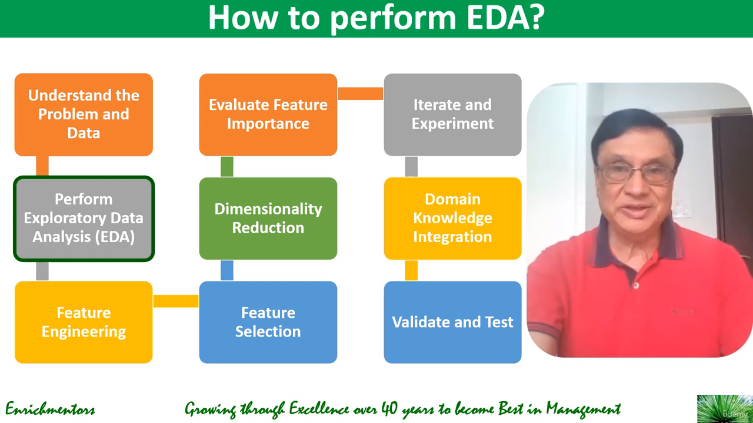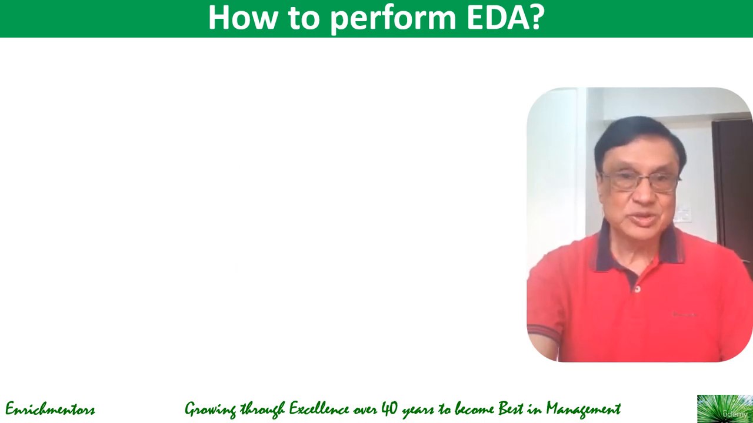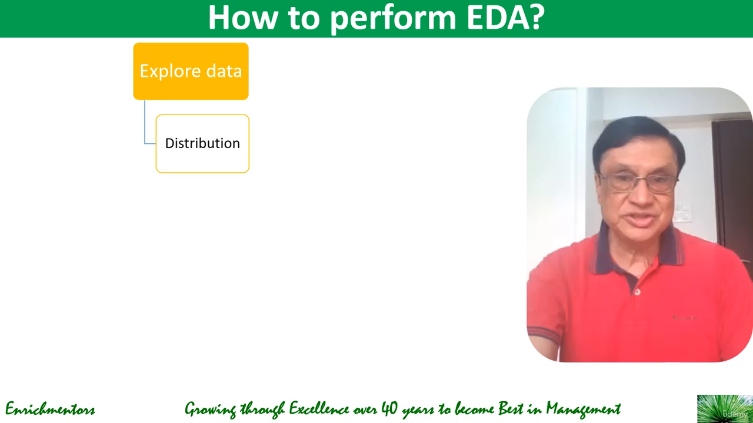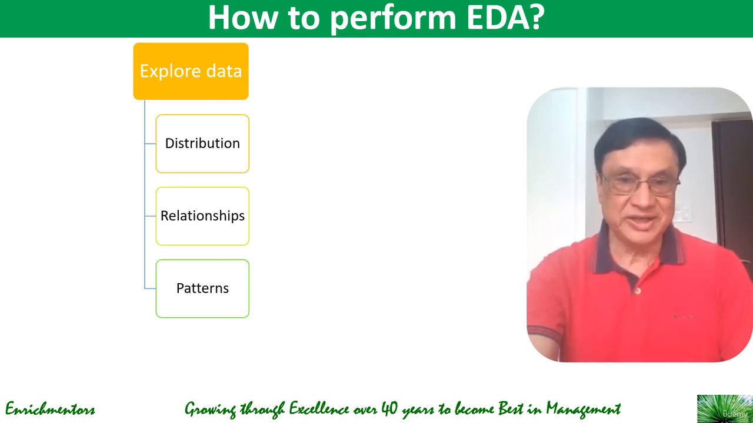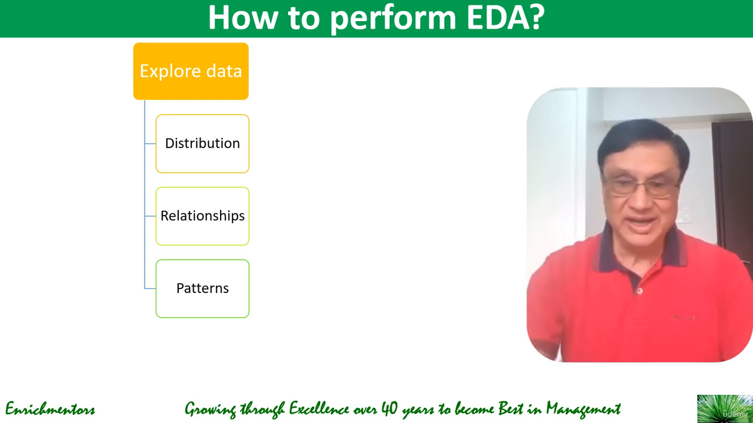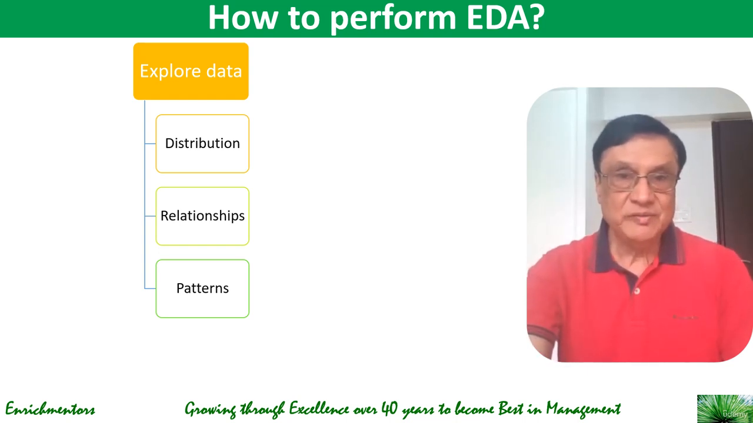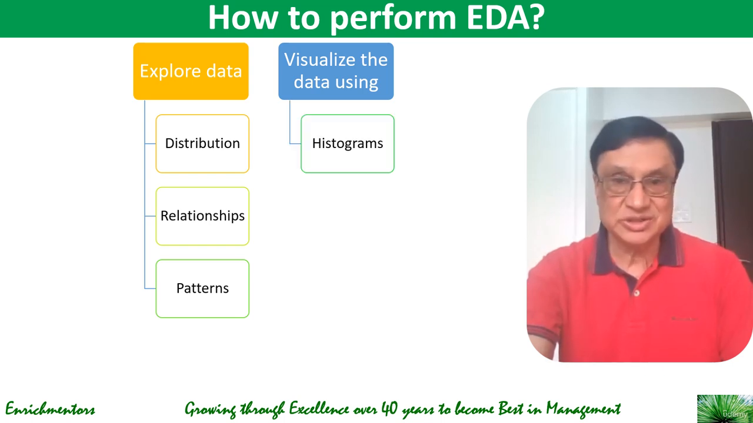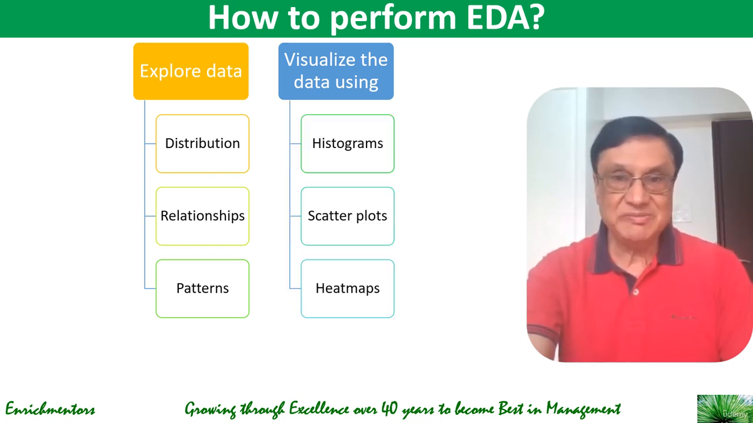Having understood the problem and the data, you get into exploring the data and doing the EDA. So what you do is you explore the distribution of the data, relationships and patterns in the data. In this exploratory data analysis, you understand the distribution, the relationship between the data, and whether there is a pattern that is emerging. And you can do this by visualizing the data using things like histograms, scatter plots, heat maps, and box plots.